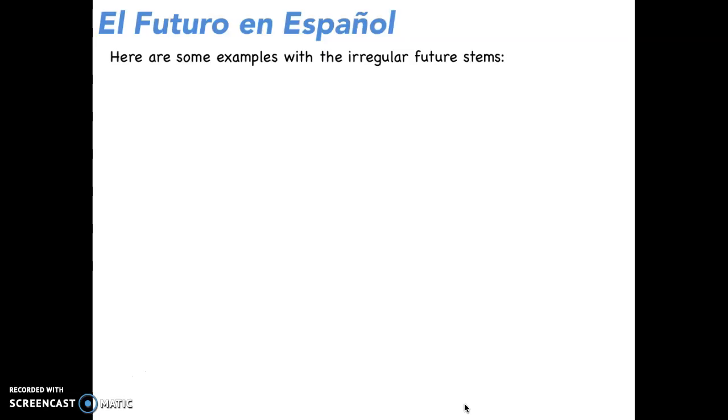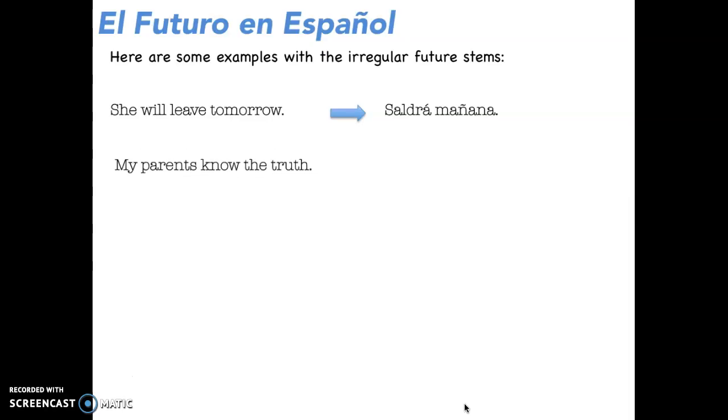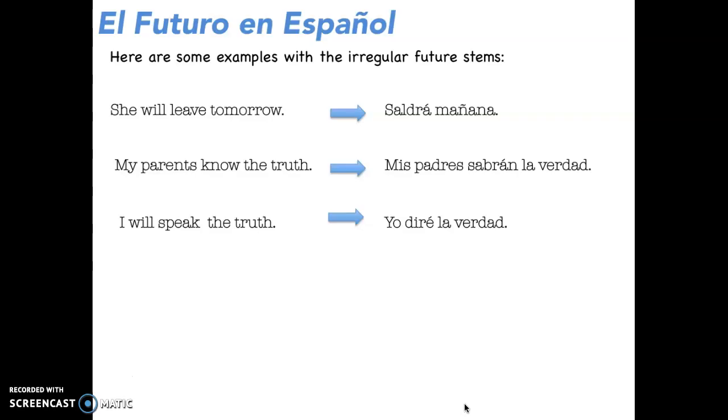Let's take a look at some examples of future tense irregular stem changing verbs. So if we wanted to say she will leave tomorrow, that would be saldrá mañana. My parents know the truth because they always do, right? So that's mis padres sabrán la verdad. They know the truth. I will speak the truth. So that's the verb decir. And that's yo diré la verdad. Notice how the endings are going right on the end of the irregular stem.